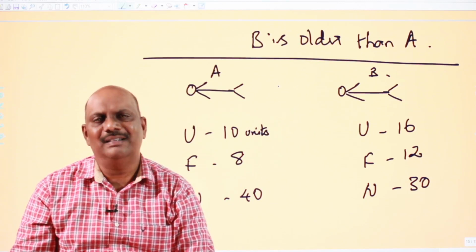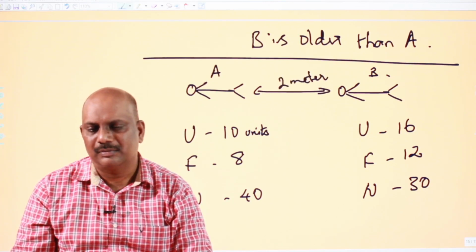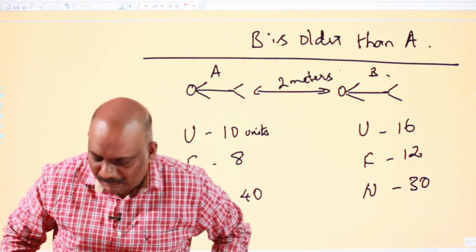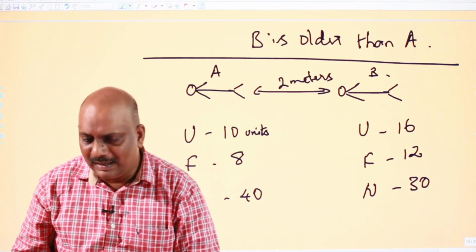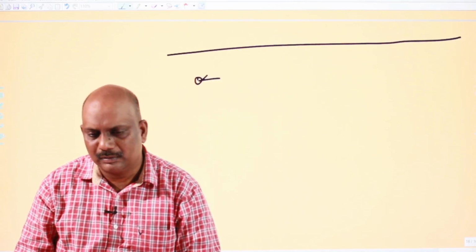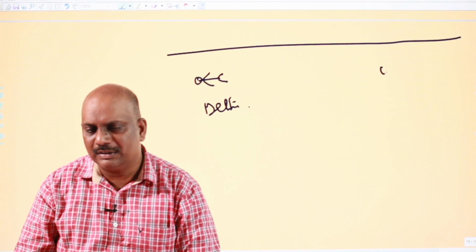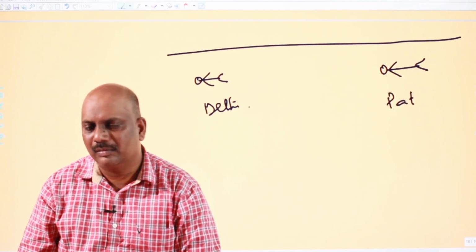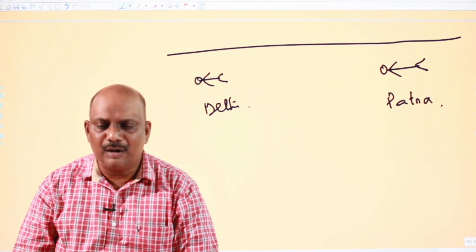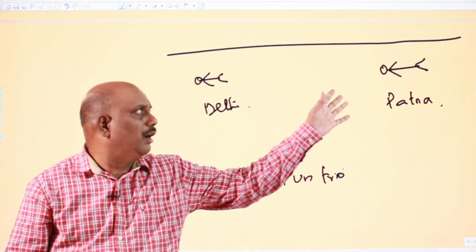If both of them lie adjacent to each other, say the gap between them is 2 meters, we can use FUN trio to date these two fossils. On the other hand, if there are two fossils, one in Delhi and another in Patna, we cannot use FUN trio to do relative dating of these two fossils.